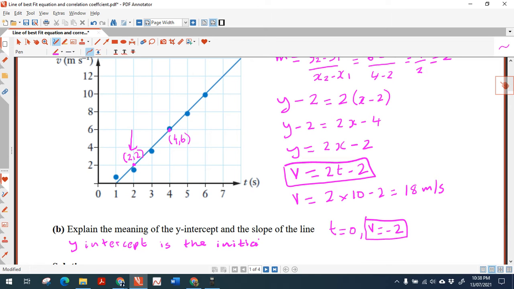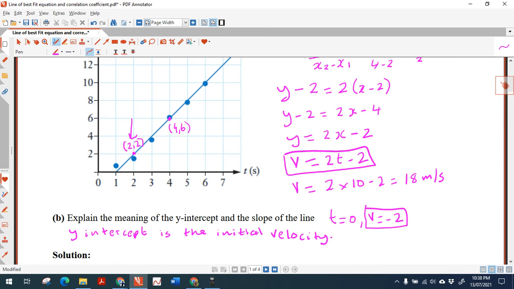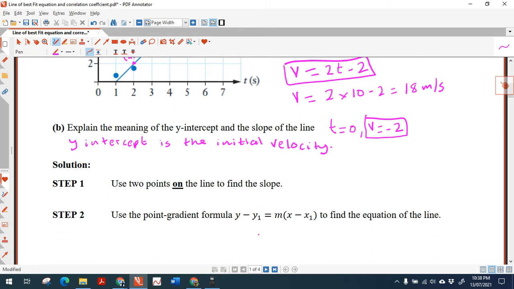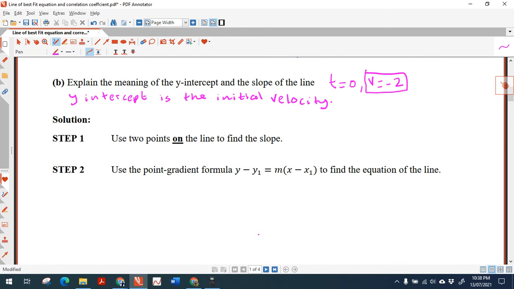So part of the skill in these questions is being able to take your equation and interpret the slope and the y-intercept in the practical context of the question. So y-intercept is initial velocity in this case. Now, what about the slope of the line? Now, we know that the slope is 2. Okay, now the slope of the line. Okay, let's write that down here. The slope of the line.